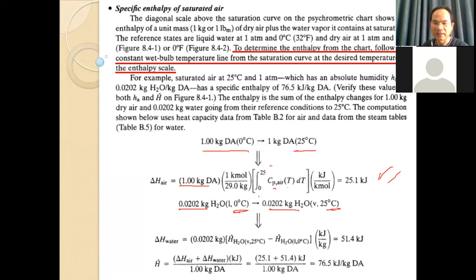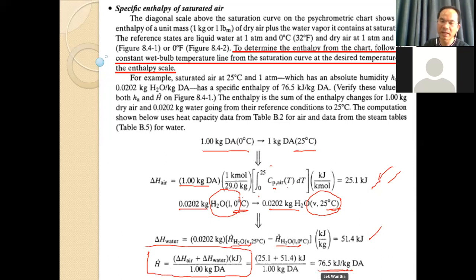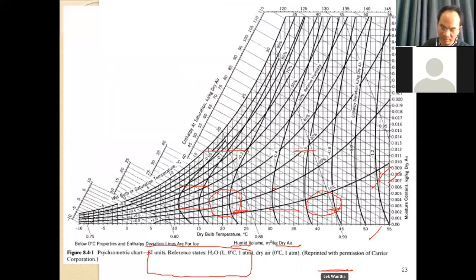You can read the properties of water at 0 Celsius and at 25 Celsius from the steam table. You know the enthalpy of vapor phase and of liquid phase from the steam table. You get delta H of water and delta H of air, and then you get the enthalpy of humid air. It's approximately 76.5. For this case, you can also read it from the chart.